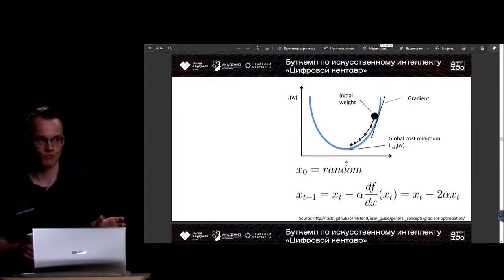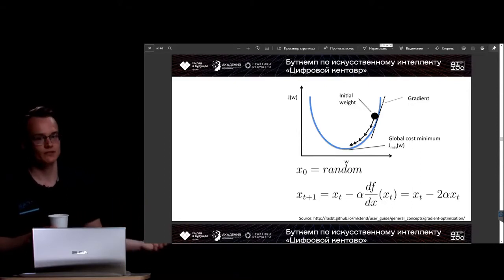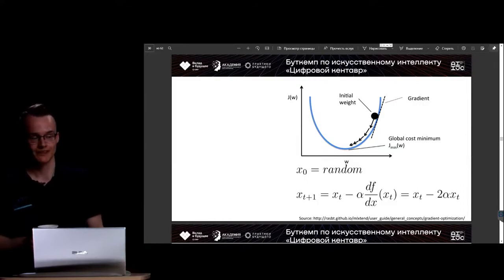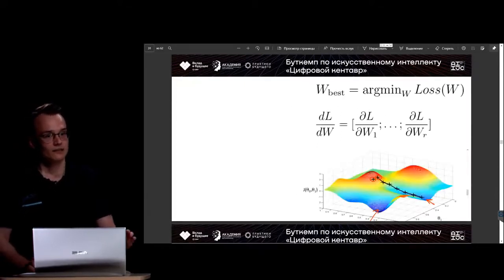So if this is some number which by its module is smaller than 1, then after some number of steps we will get to it. But if it's more than 1, we will go apart by a module. We will make bigger and bigger steps. That way we understand that this alpha should be chosen as some quite small number. We will call alpha a learning rate. It is quite hard to choose a learning rate. We don't know how to do it, but somehow we manage doing it in neural networks.